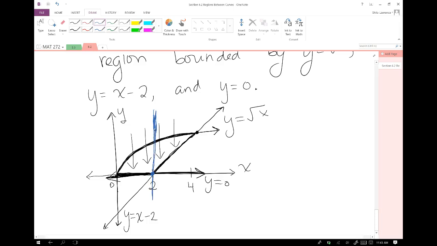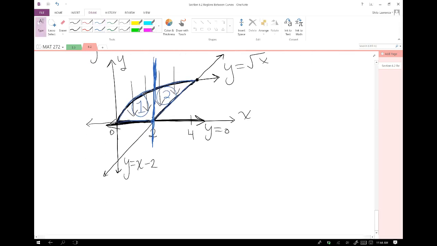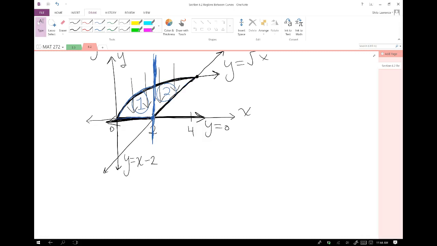And if you look at these two separate regions now, region number 1 always goes from square root x to 0. Region number 2 always goes from square root x to x minus 2. So now we always have one top function and one bottom function, but we are going to have to integrate this in two separate pieces and then add our results back together.